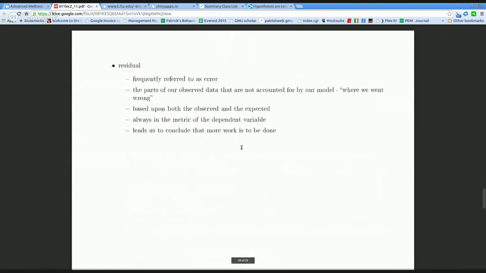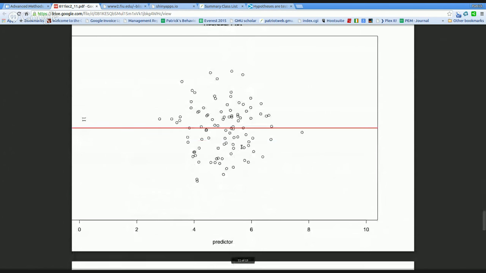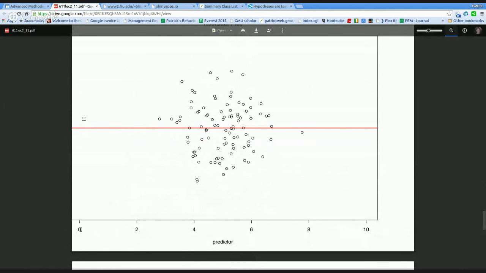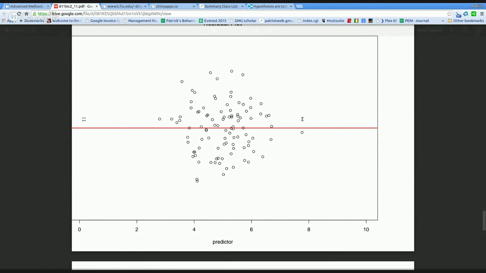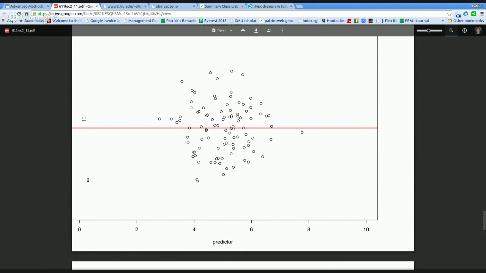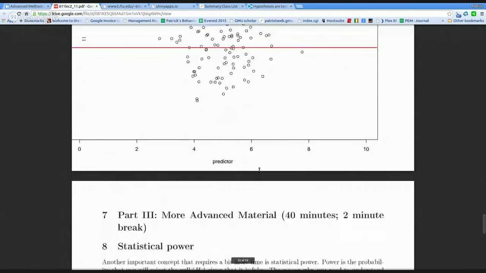Okay, now we can do a residual plot where this is our predictor. Still, it ranges from 0 to 10. And these are our residuals. Our residuals, remember, are what is observed minus what is expected. And because of that, we get these values, and we want to make sure that the predictor is unrelated to it. And it is indeed.